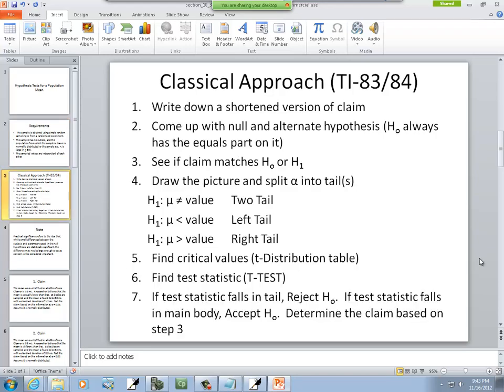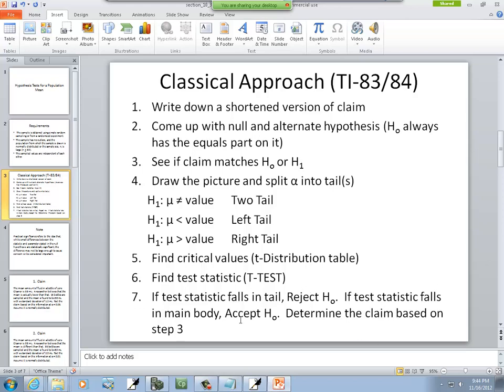Now this is the classical approach using the TI-83/84. We write down a shortened version of the claim, and come up with a null and alternate hypothesis. H0 always has the equals part on it. Step 3, see if the claim matches H0 or H1. Step 4, draw the picture and split alpha into the tails. Step 5, find the critical values, t-distribution table. Then step 6 is find the test statistic, t-test. If the test statistic falls in a tail, we'll reject H0. If the test statistic falls in the main body, we'll accept H0. And determine a claim based on step 3.